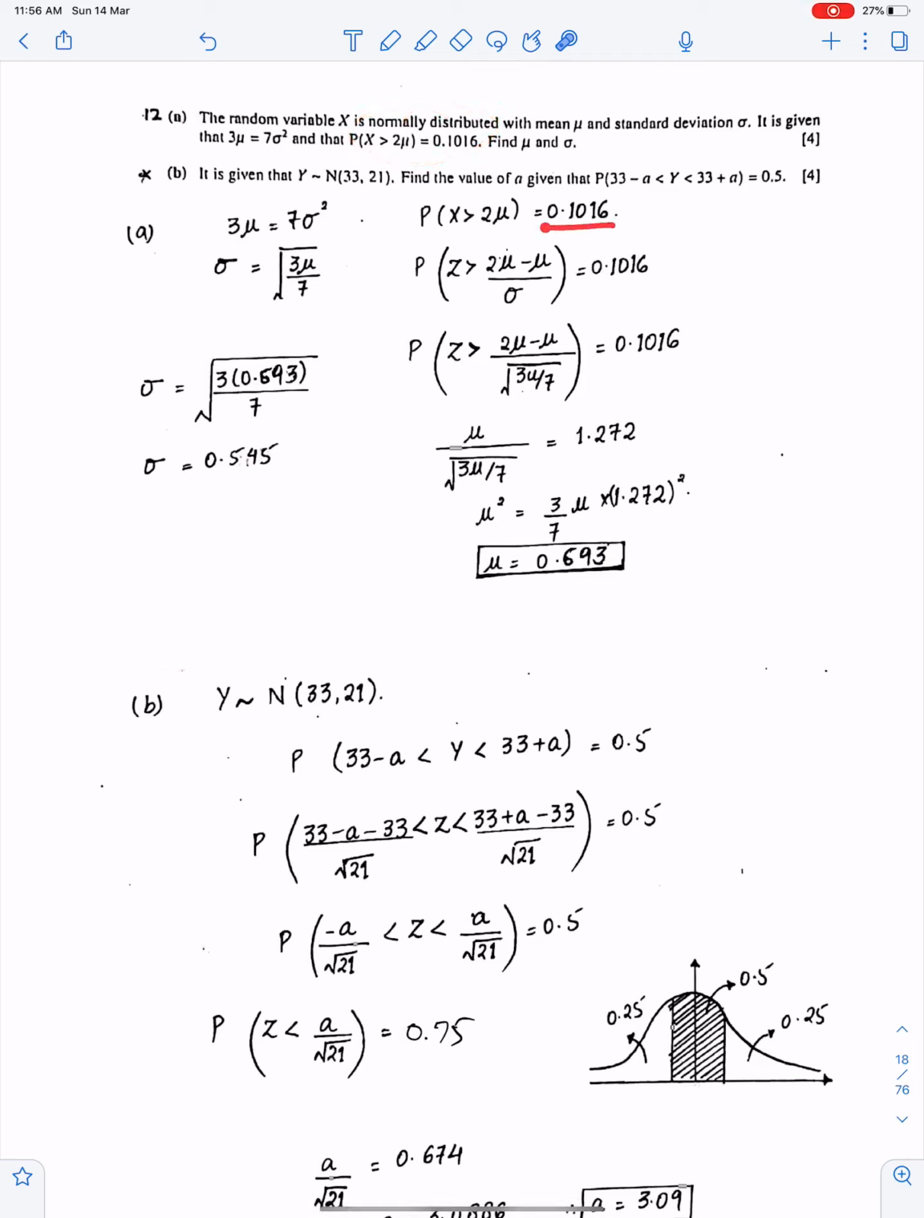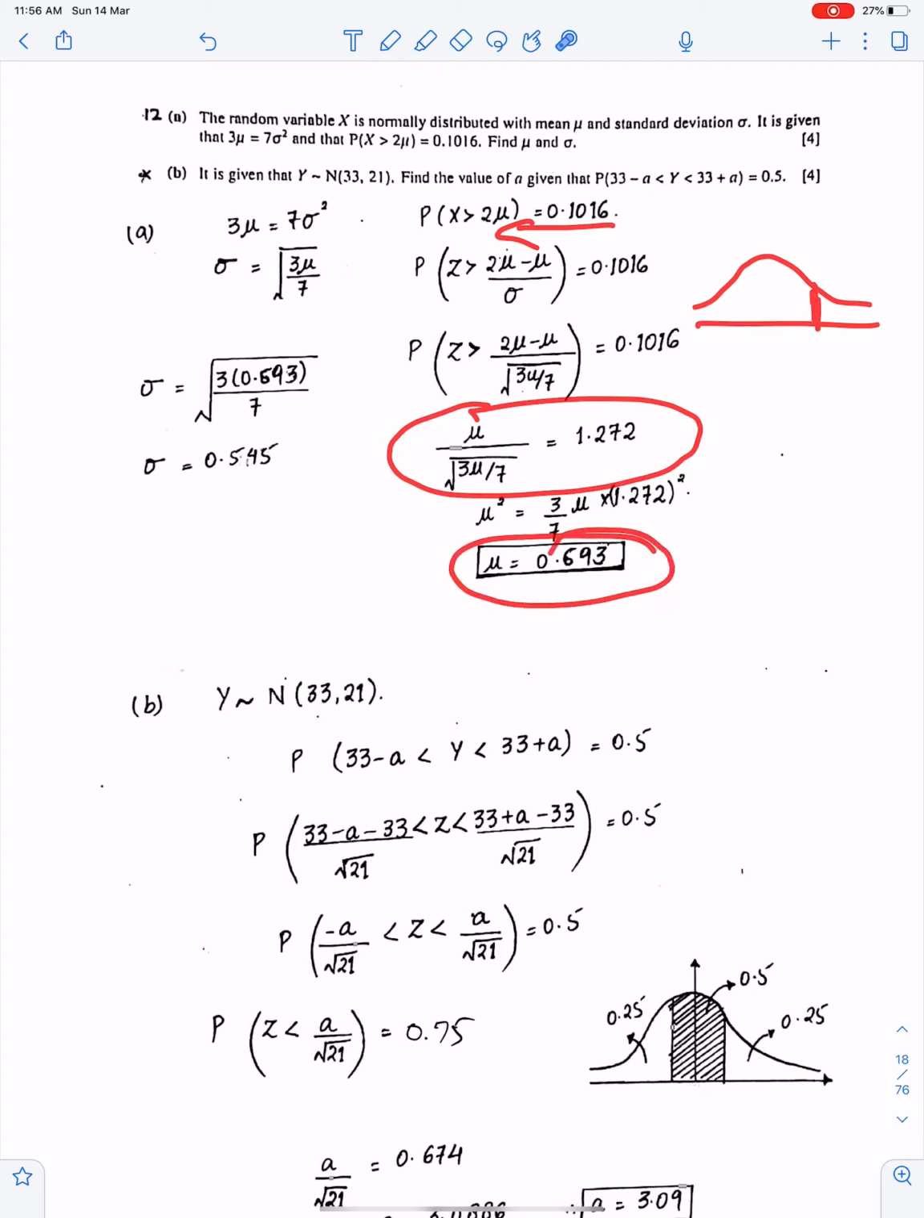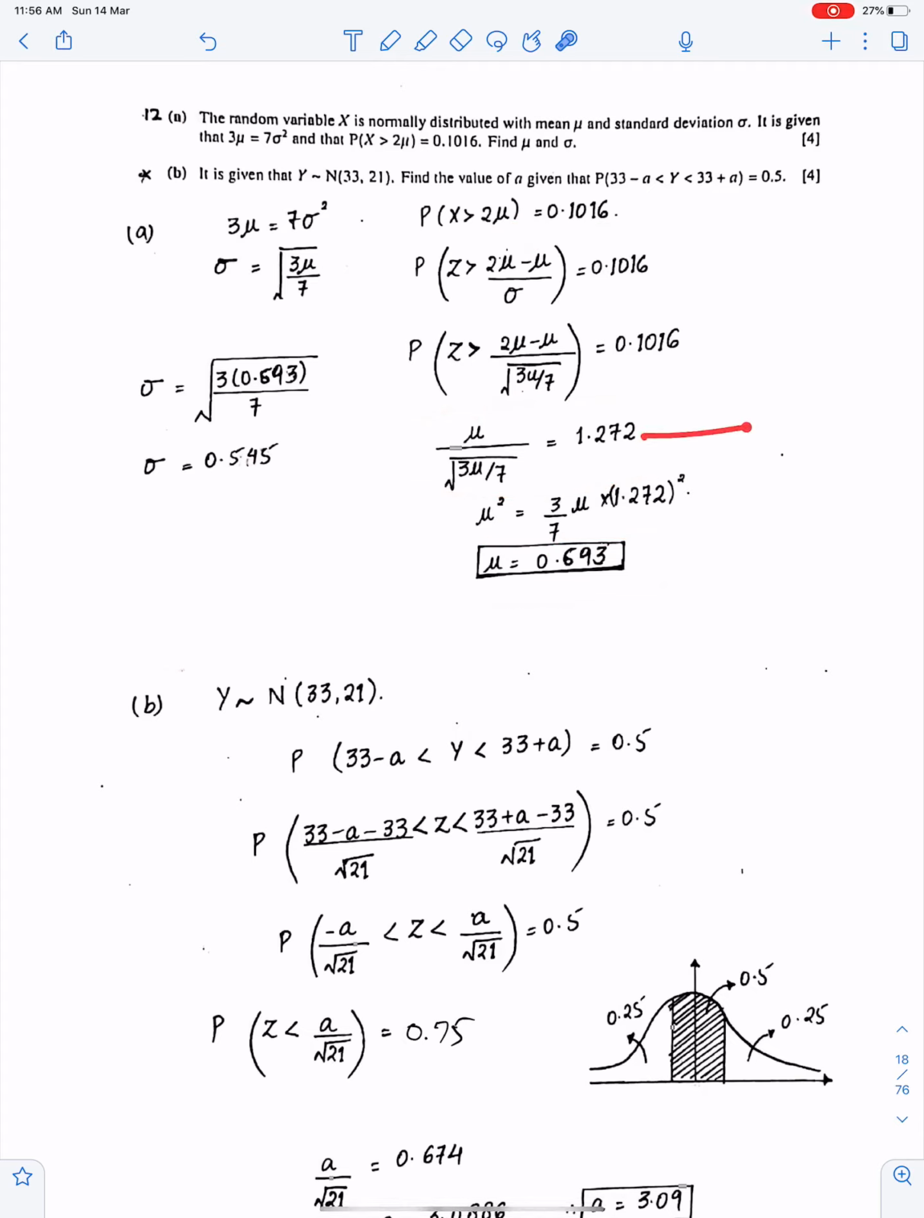We have to shade this area here, so my number must be positive. So this is the second equation. By solving these two equations simultaneously, we can get mu and sigma. Let me make the sketch of this equation, this part.